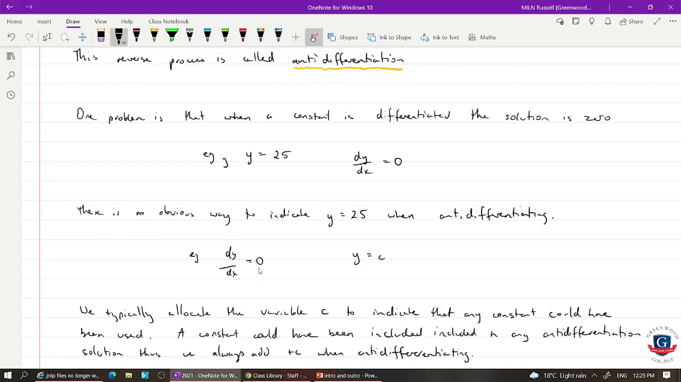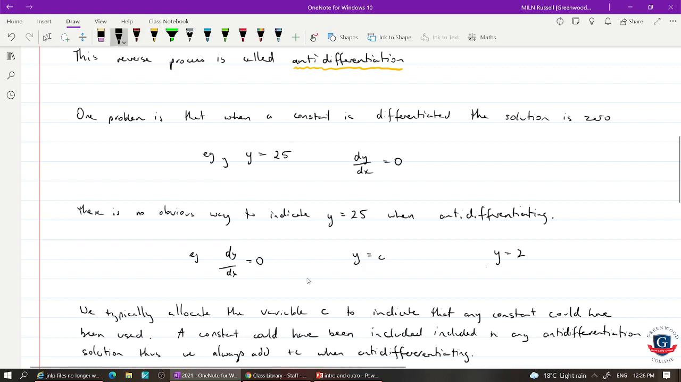So if dy dx was 0, even if we put here x to the negative 1, which would get us back to x to the 1, it still wouldn't tell us what the value is. It's still not going to help us that much. So what it does mean is that it could be a whole range of values, and typically we call it c.